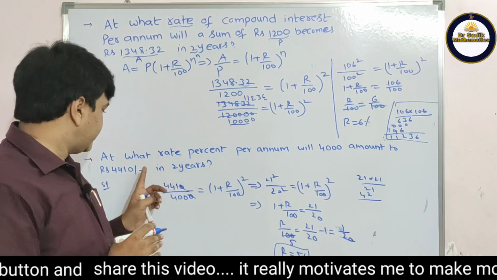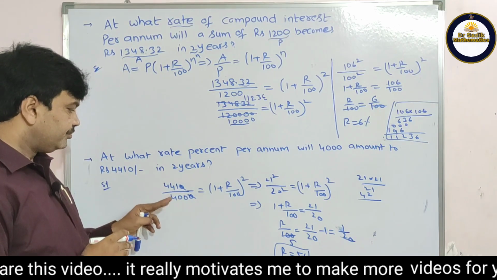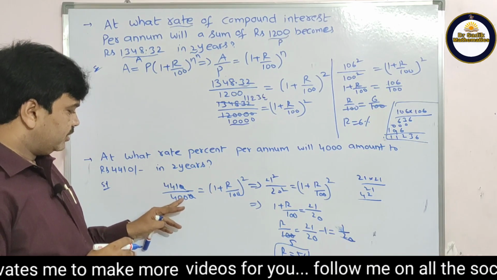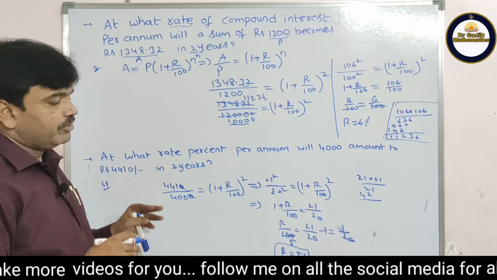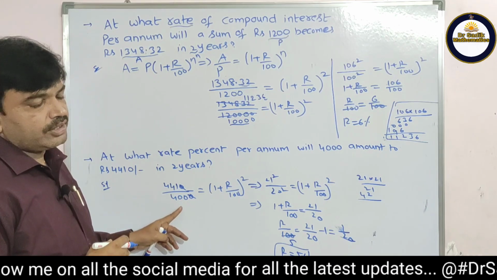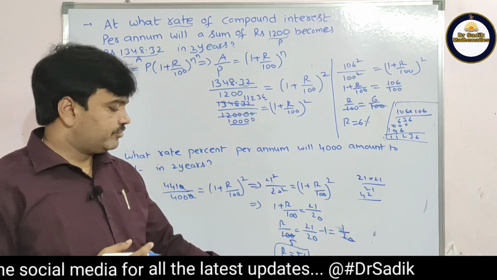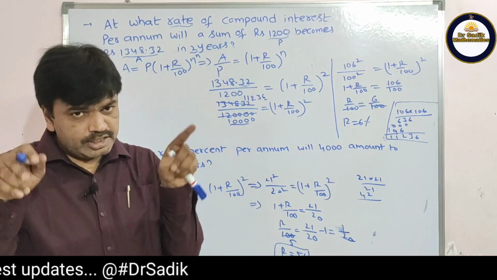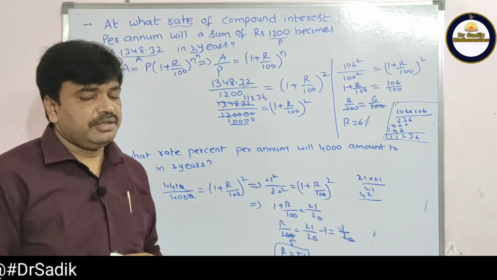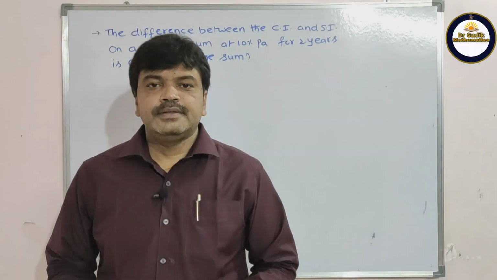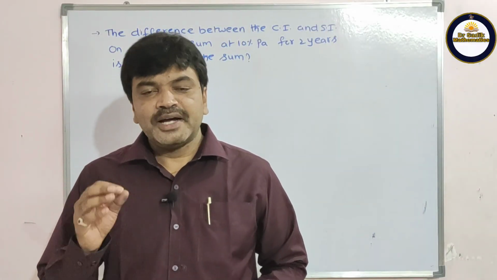Or if I observe here, see friends, 441 minus 400, we get 41, so 41 by 400. For that, the r value is 5% for 2 years. By observing the table, we get the value directly within 30 seconds friends. Now let us see another model.